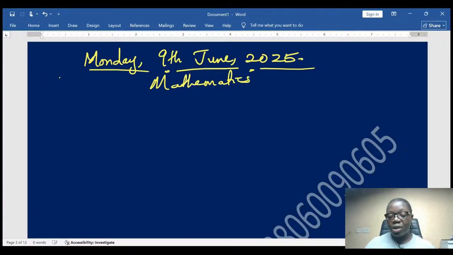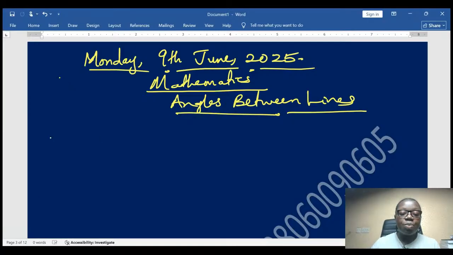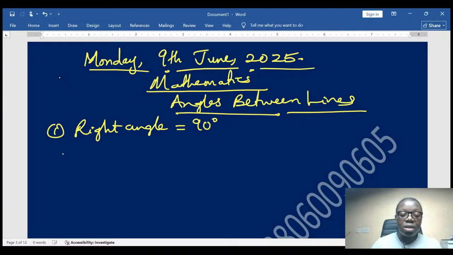In the last class, we were learning angles. We learned different types of angles. So we'll continue with angles between lines. In the last class, we learned right angle. Right angle is equal to 90 degrees.